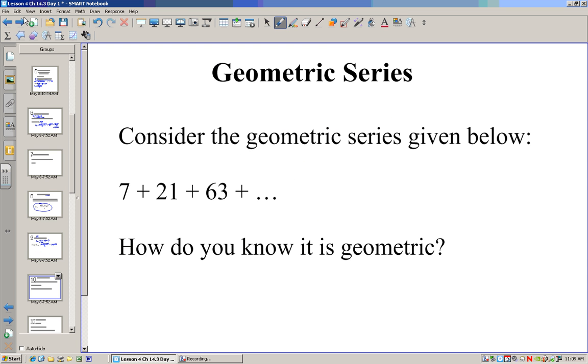Now let's look at a geometric series. You can tell it's a series because we're adding rather than just having commas. Consider this series. How do you know it's geometric? Well, we're multiplying by 3 to get our next term.